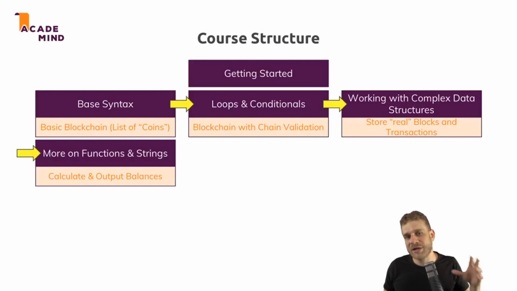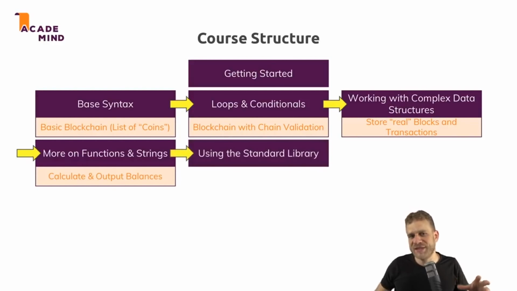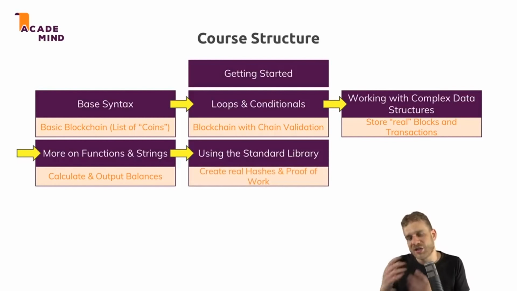We'll thereafter have a look at the so-called standard library. This is this batteries included approach I was referring to, that many packages Python already has built in. We'll have a look at them and some selected ones in this module, and therefore we'll be able to start creating real hashes and the so-called proof of work, an important blockchain concept.